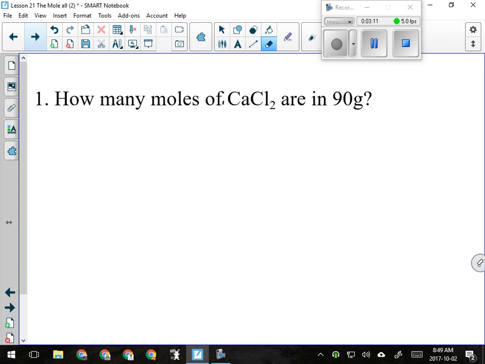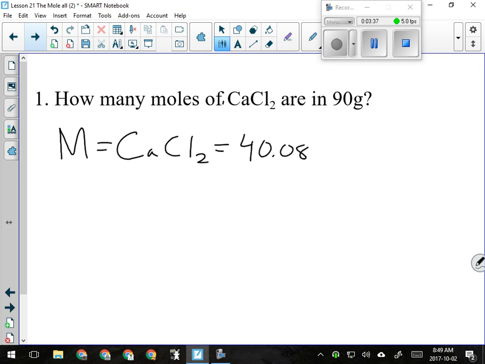Okay. Whenever we're solving any kind of problem in science, the first thing we want to do is write down what the question gives us. We call those the givens. One of the things it gave us was the formula, which will allow me to calculate the molar mass. So we're talking about calcium chloride, which means I can calculate the molar mass of calcium chloride by looking up the atomic mass of calcium, which is 40.08, and the atomic mass of chlorine, which is 35.45.